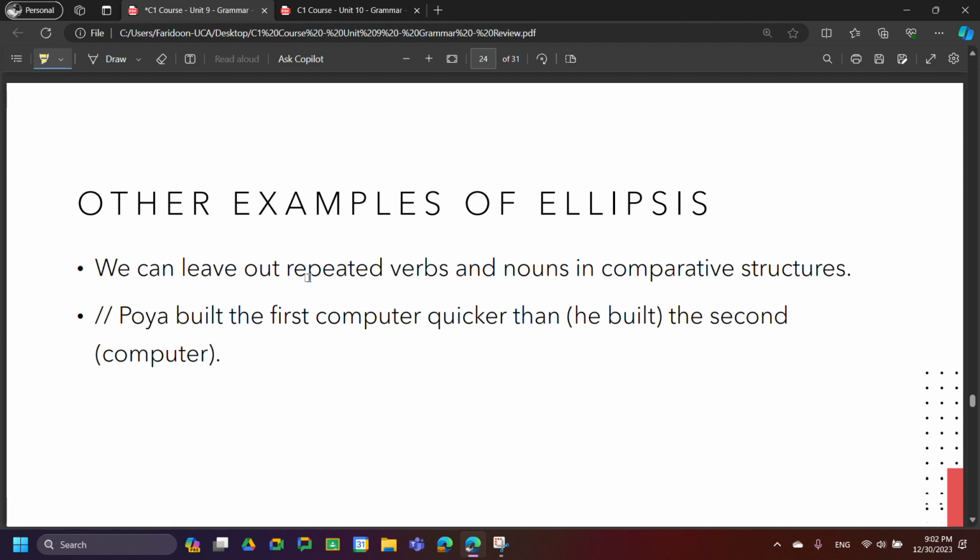Okay, we can also leave out repeated verbs and nouns in comparative structures. Example: Puya built the first computer quicker than the second. Now, as you can see, I'm not mentioning "he built," but the main point here is also that I'm not mentioning "computer." This happens because it is in a comparative structure, right? We have "quicker than."